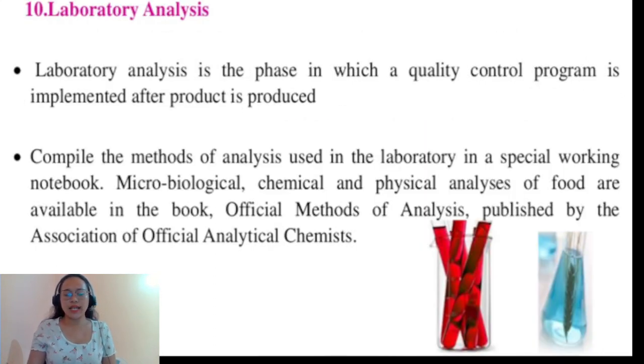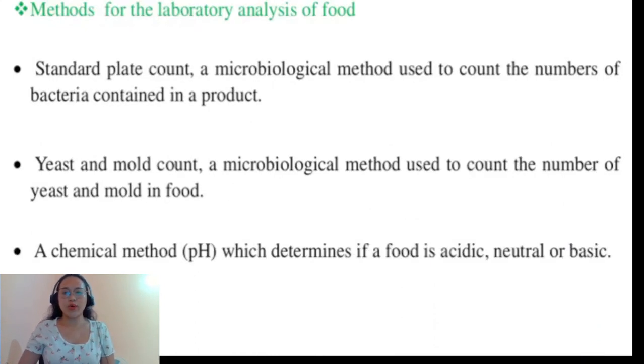Tenth, the last, is laboratory analysis. It is the phase in which a quality control program is implemented after a product is produced. Compile the methods of analysis used in the laboratory in a special working notebook. Microbiological, chemical, and physical analyses of food are available in the book Official Methods of Analysis, published by the Association of Official Analytical Chemists. The methods for laboratory analysis of food include the standard plate count, a microbiological method used to count the number of bacteria contained in a product.